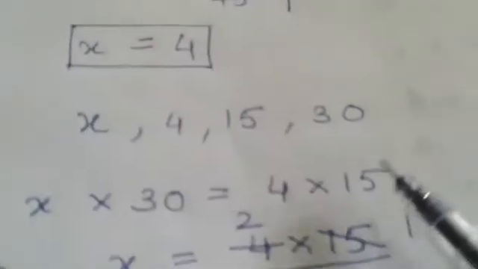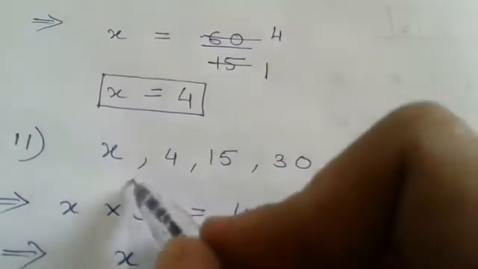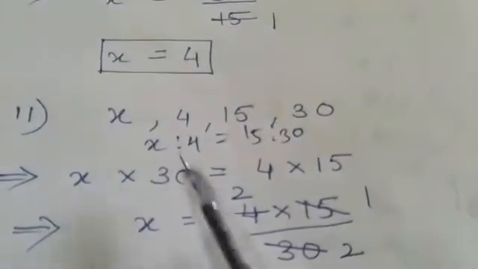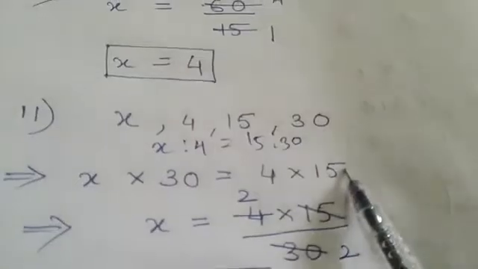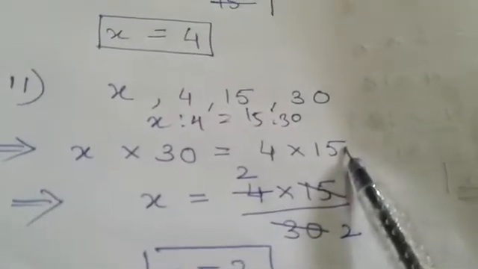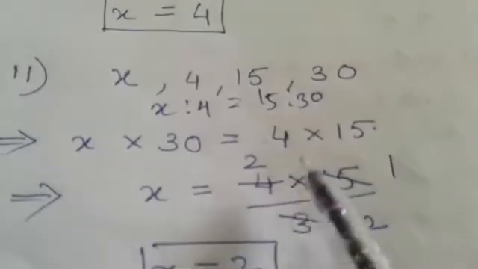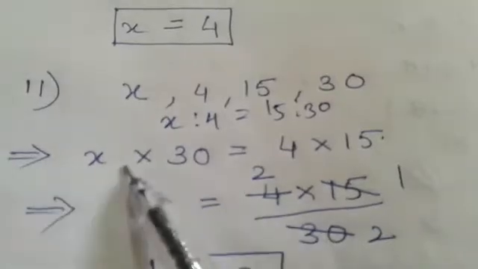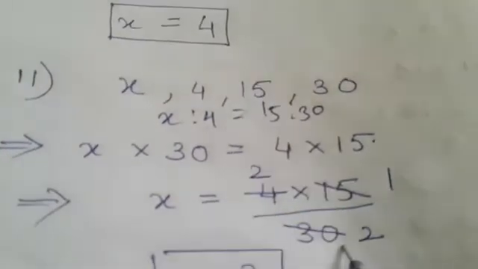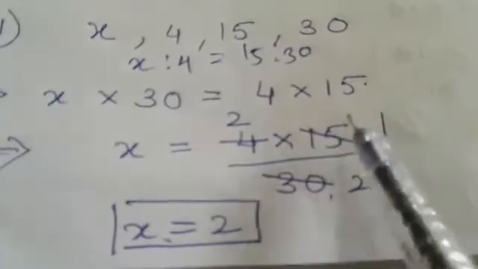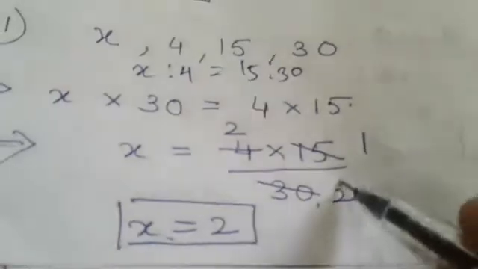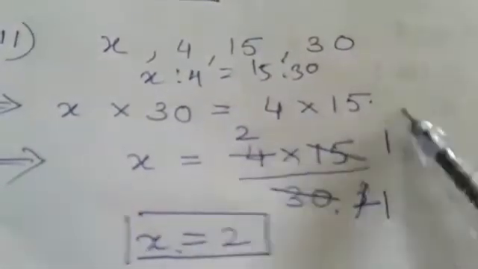Okay. Then next is also the same way. Only thing is again we'll write here x is to 4 is equal to 15 is to 30. Okay. So x into 30 is equal to 4 into 15. Why? Product of extremes is equal to product of means. So x is equal to 4 into 15 upon 30. I have transposed this multiplied by 30 into the denominator. So 15 ones are 15, 15 twos are 30. 2 ones are 2, 2 twos are 4. So x is equal to 2.